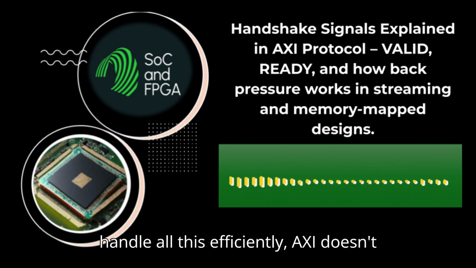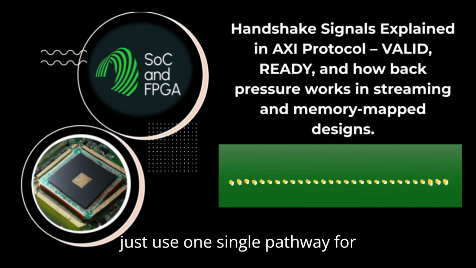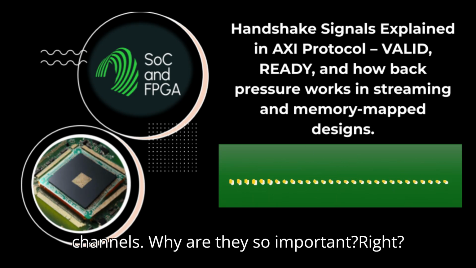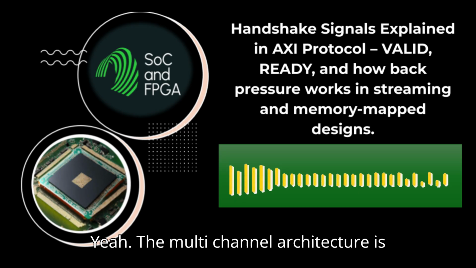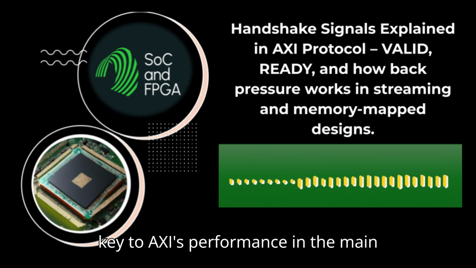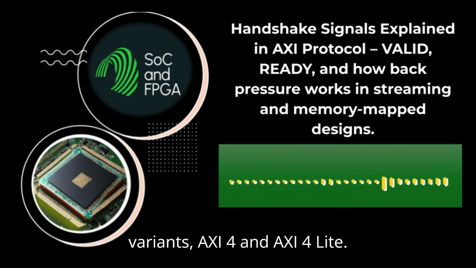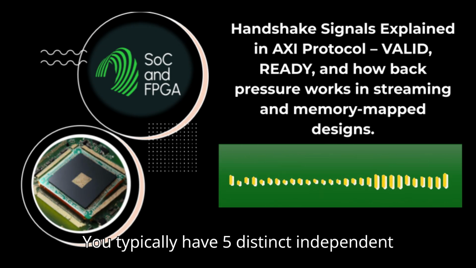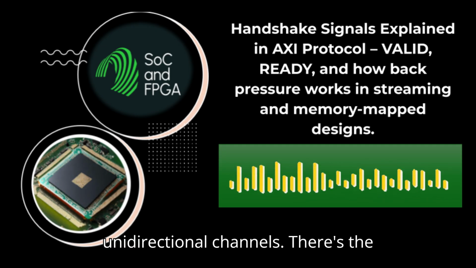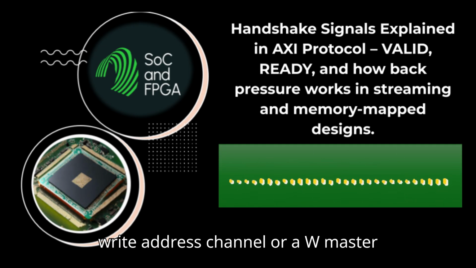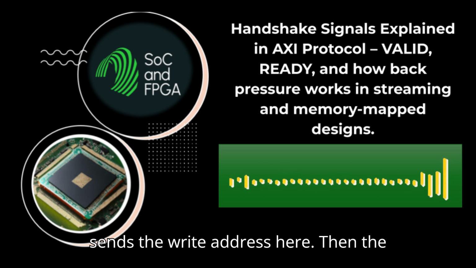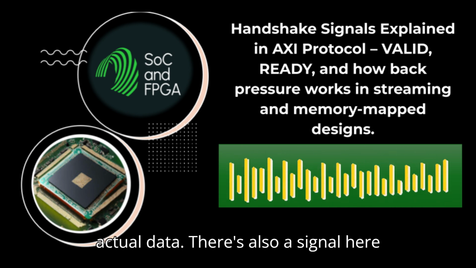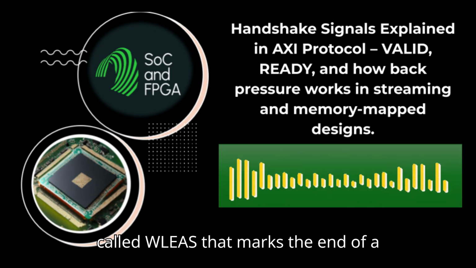Okay, so to handle all this efficiently, AXI doesn't just use one single pathway for everything, does it? Tell us about these channels. Why are they so important? Right. The multi-channel architecture is key to AXI's performance. In the main variants, AXI4 and AXI4-Lite, you typically have 5 distinct independent unidirectional channels. There's the write address channel, or AW, where the master sends the write address. Then the write data channel, W, where the master sends the actual data. There's also a signal here called WLAST that marks the end of a burst of data.